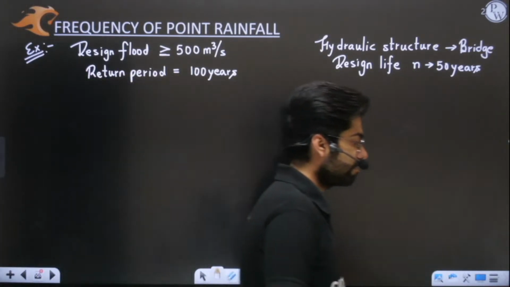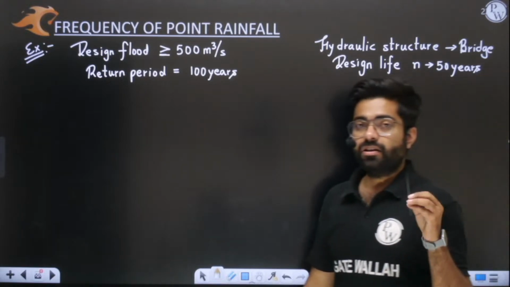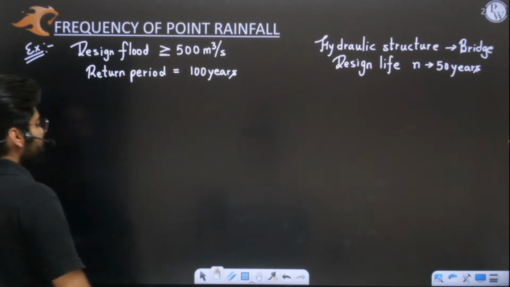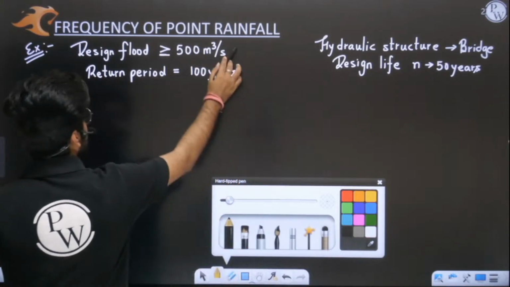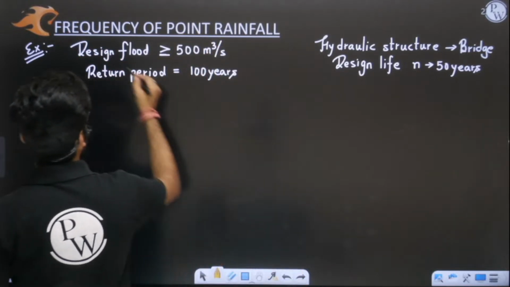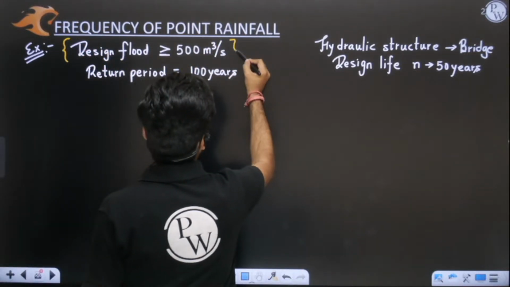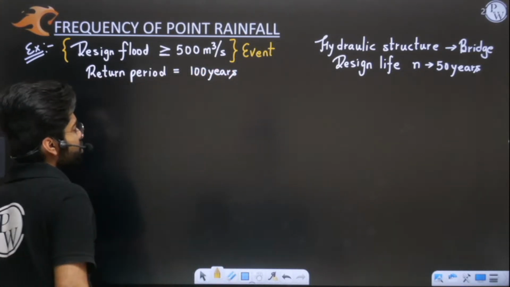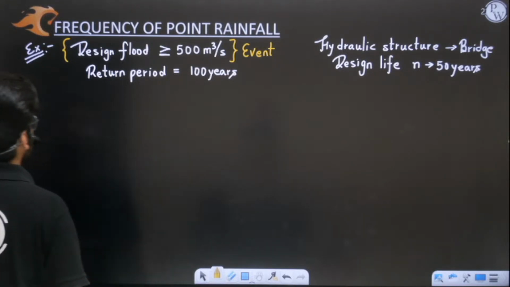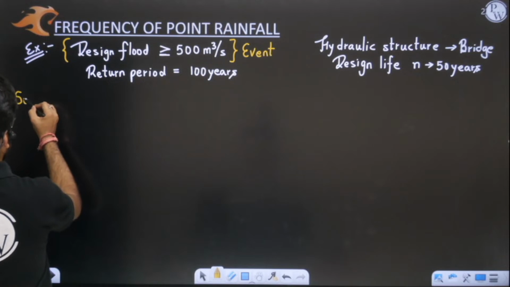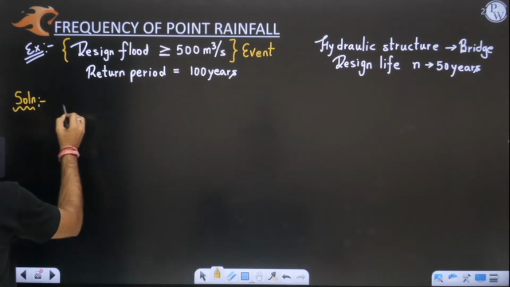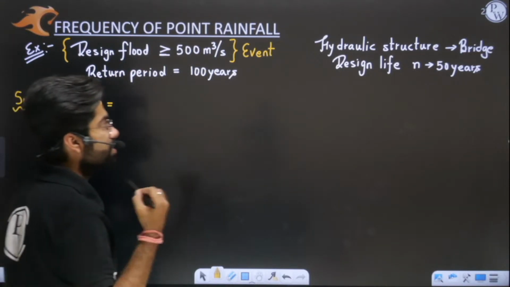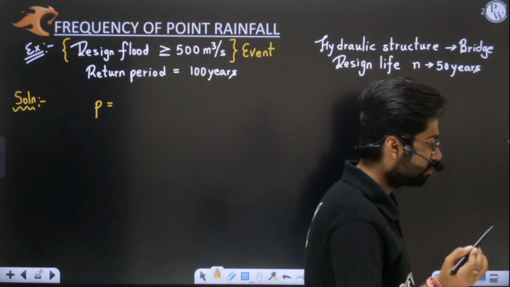Now, sir, see, the value of n, the design life, is given to you as 50 years. Okay, perfect, sir, no problem. Can you tell me what is the probability here for this event? This is the event which happens likely once in 100 years. So the return period is already given to you. Can you tell me what is the probability of occurrence of such kind of flood? Sir, obviously the probability of occurrence of such kind of flood is nothing but 1 upon T. Yes or no?